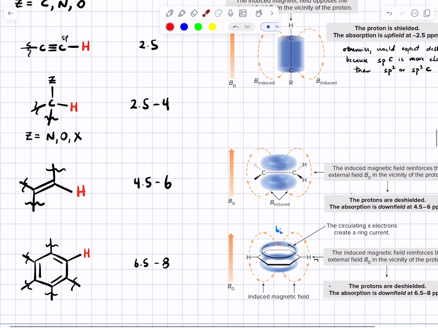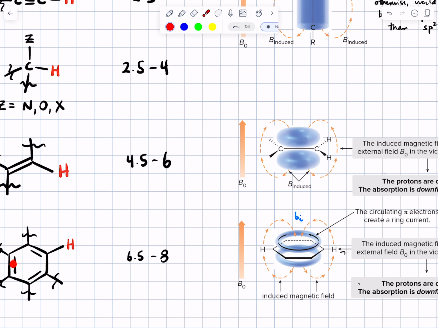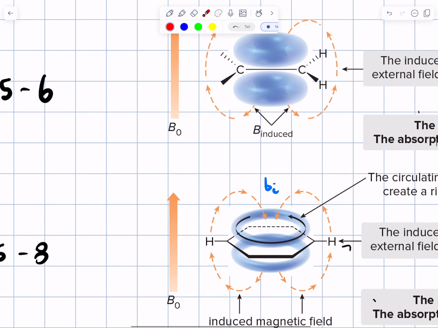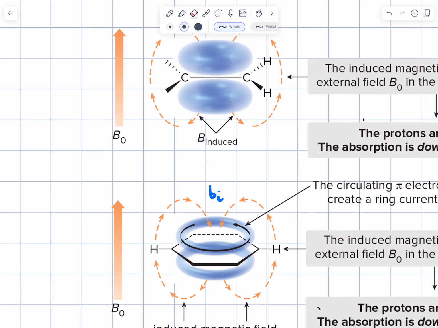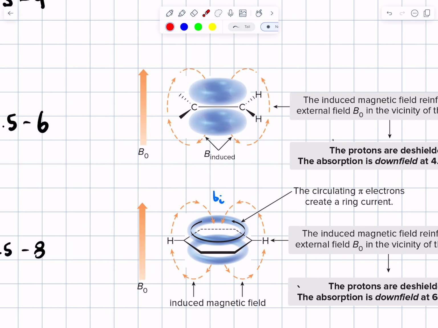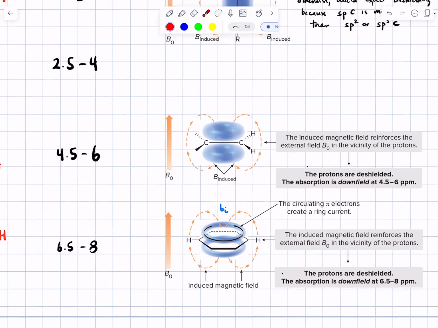It turns out, though, that aryl protons are even more deshielded because the cyclic nature of the aromatic ring allows electrons in the ring to circulate in a larger circular pathway, generating a larger induced magnetic field. And again, that induced magnetic field opposes the external magnetic field in the middle of the ring, but reinforces the external magnetic field outside the ring where the protons are. So protons in this area that are aryl protons attached to a benzene ring are even more deshielded than vinyl protons are, and they absorb in the 6.5 to 8.5 ppm region.